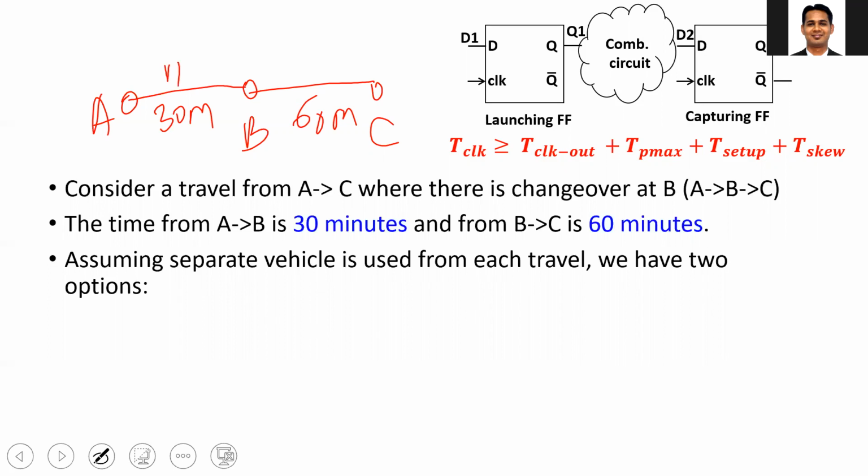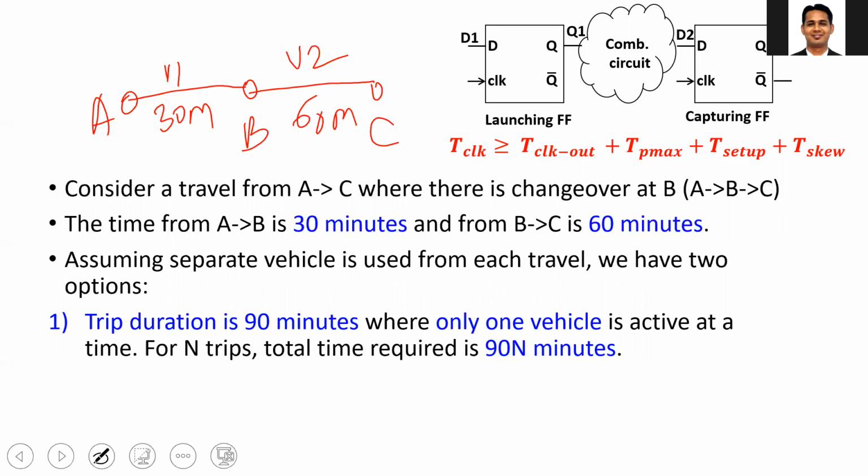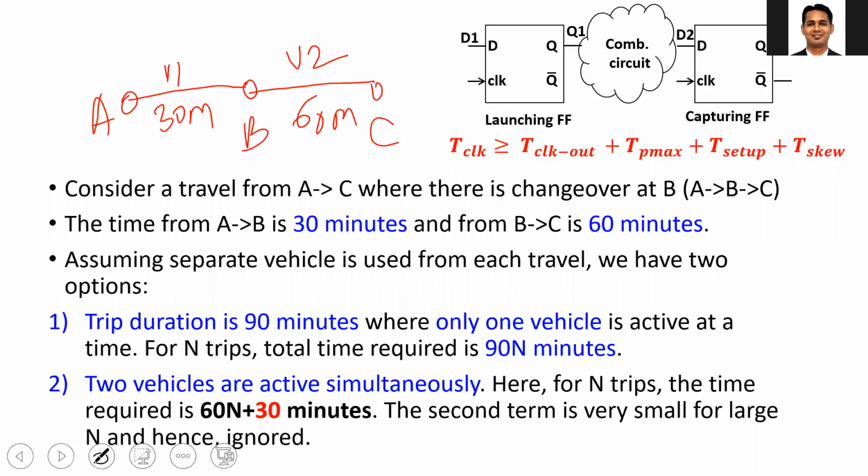So I can say V1 here and I can say V2 here. In one case, you use only one vehicle, so going from A to C, you take 90 minutes. Okay. So the total period for N trips will be 90 into N. Another option is that you use 2 vehicles operating simultaneously, one from A to B and a second from B to C. And you will see that the total time taken will be 60 N plus 30 minutes.